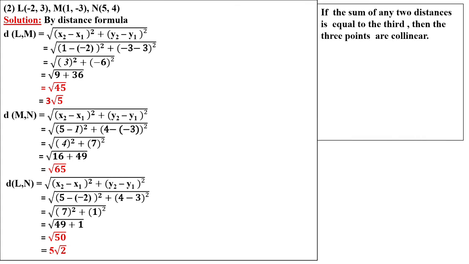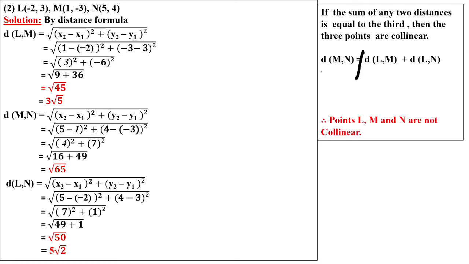Now, if the sum of any two distances is equal to the third, then we can say the 3 points are collinear. So MN's value, the bigger one, is under root 65. LM's value is under root 45 and LN's value is under root 50. So 45 plus 50 does not give us the answer, right, which is not equal to 65. It means the points L, M, N are not collinear.